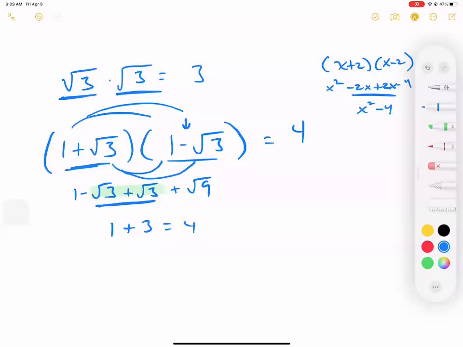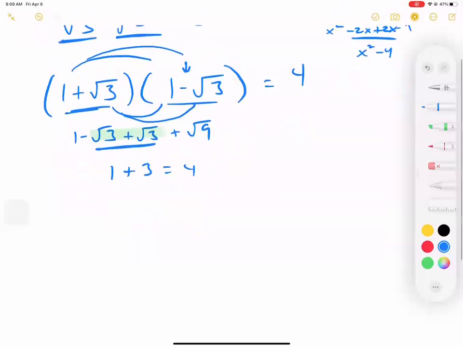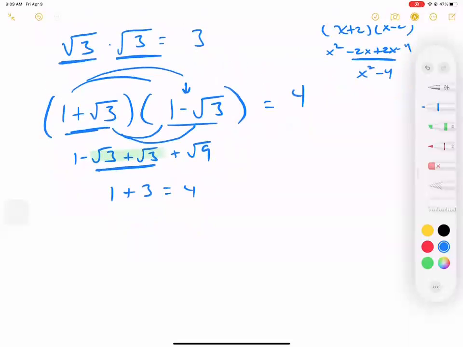Now, this leads us to our next rule for radicals, which is that we don't like having radicals in the denominator. For example, if I write 1 over square root of 3, we don't like it when we have radicals in the denominator, so don't leave square roots on the bottom.